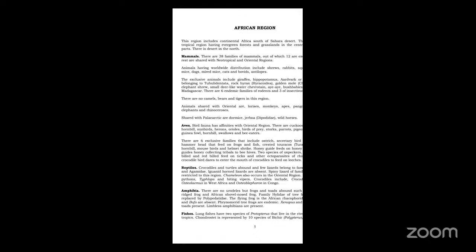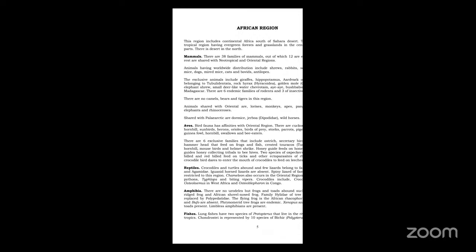Now, with reference to the fauna, here also you find a number of families which represent the mammals, aves, reptiles, amphibians, as well as the fishes. Now, we'll see what different mammals, aves, reptiles, amphibians, and fishes are present. Coming to the mammals, they are represented by 38 families. Out of the 38 families of mammals present here, only 12 are exclusive, and the rest are shared with the neotropical and oriental regions.